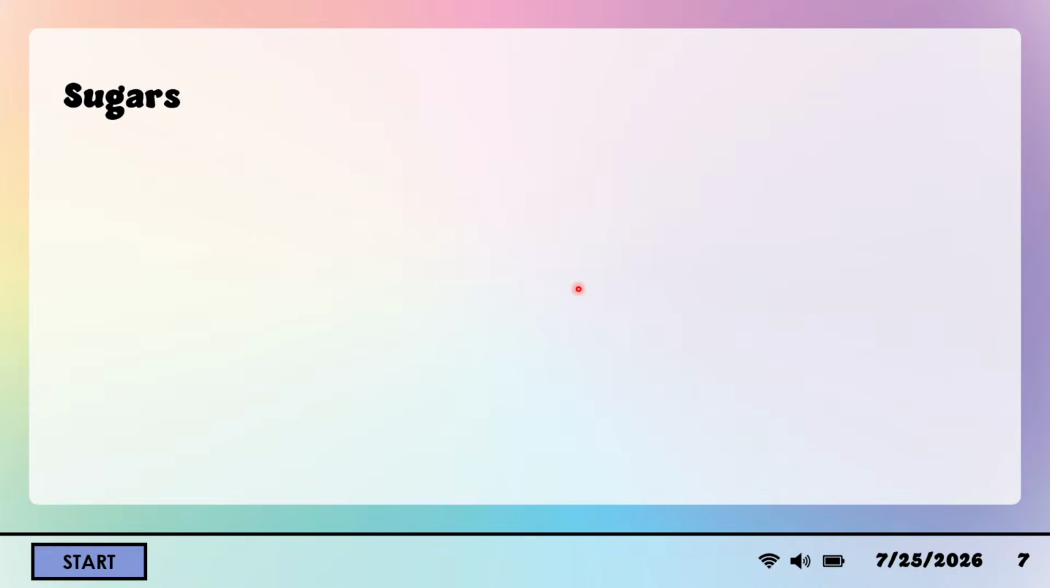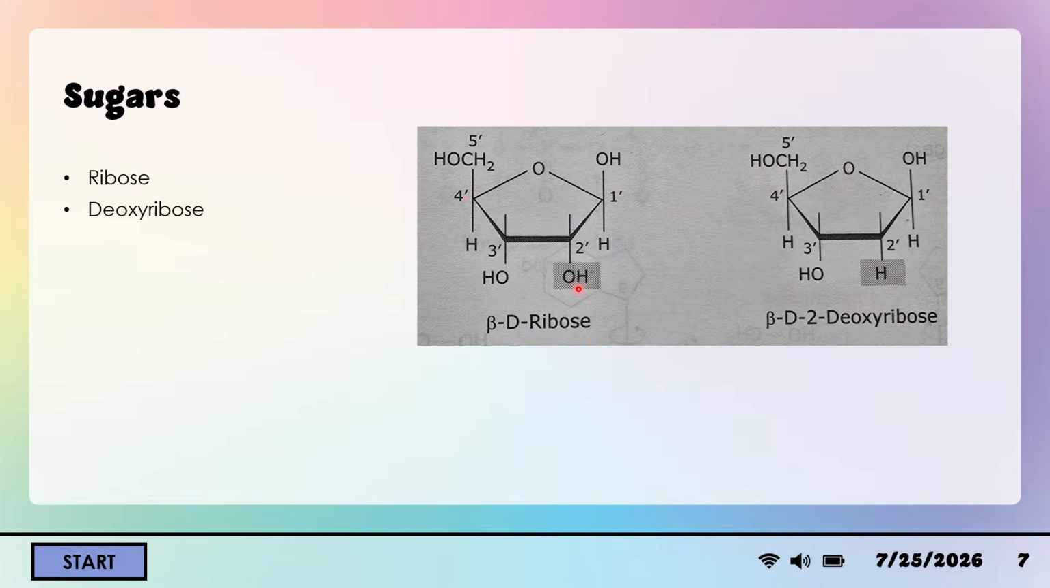Now let's discuss about sugars. So there are two types of sugars. One is the ribose sugar and the other is deoxyribose. Now ribose sugar is this particular component. You do not need to remember the structure of this particular sugar.